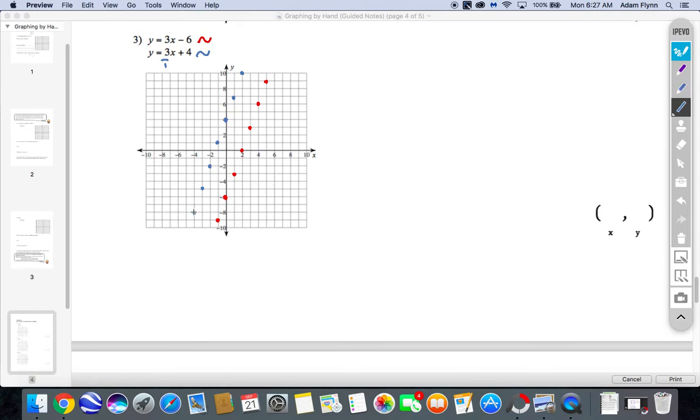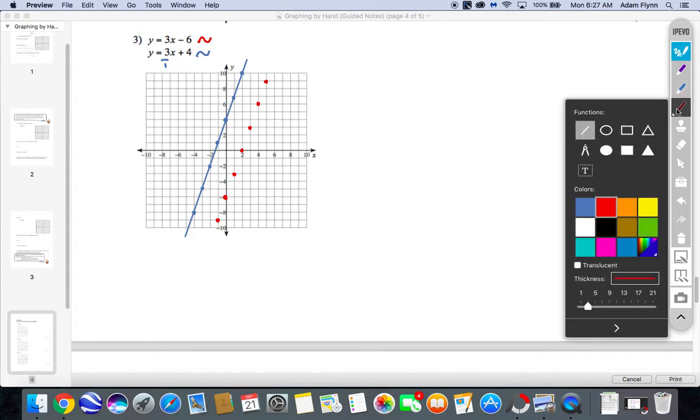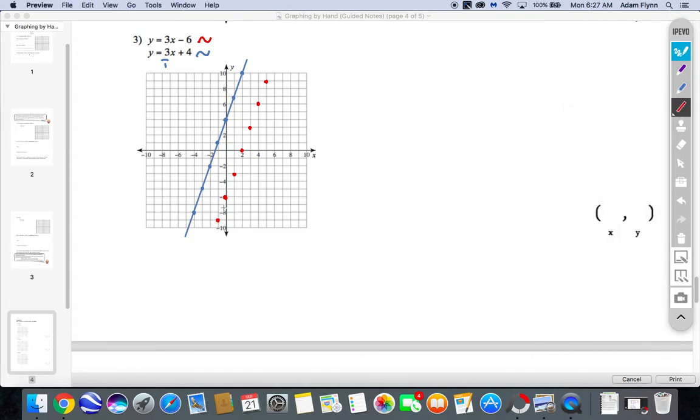If I create these two lines, there. Now I will put my arrows here to show that these two lines go on infinitely.